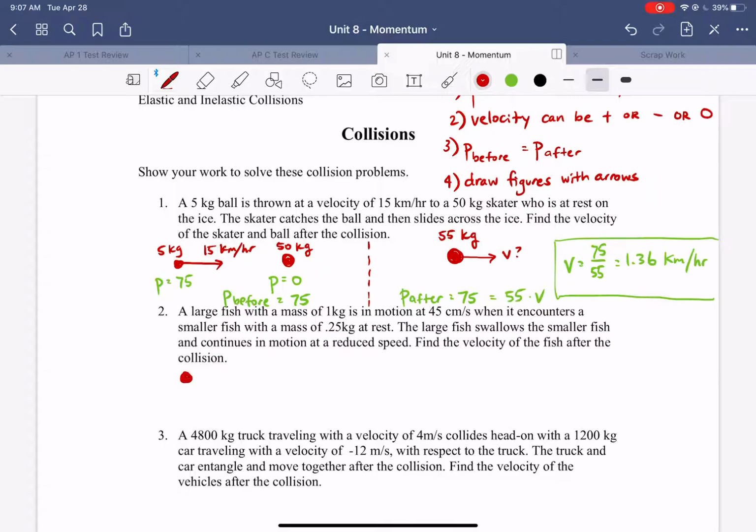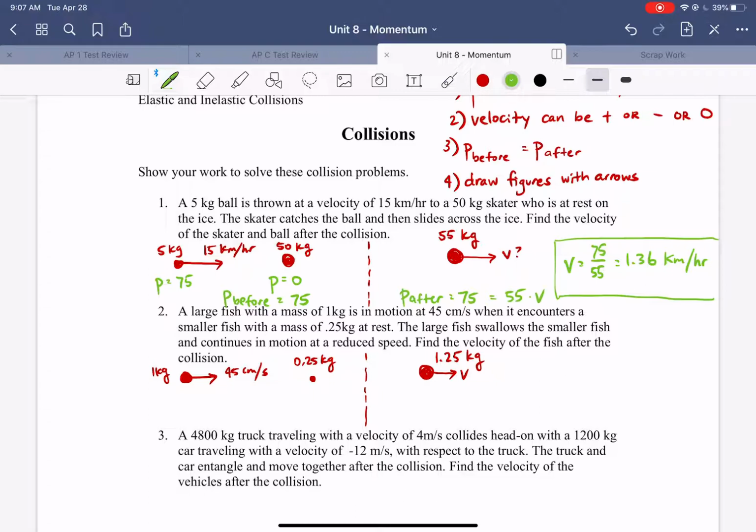So we have our large fish here. This is 1 kilogram moving at 45 centimeters per second. And then we have our small fish, which is 0.25 kilogram, and it's at rest. So again, no arrow attached to that one. And then in my after picture, again, this is another type of totally inelastic collision. The two objects stick together, so to speak, if the large fish swallows the smaller one. So I can just combine these into a single object. The large fish now has a mass of 1.25 kilograms, and it's going to continue forward.